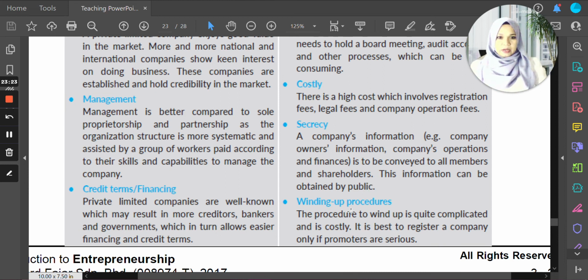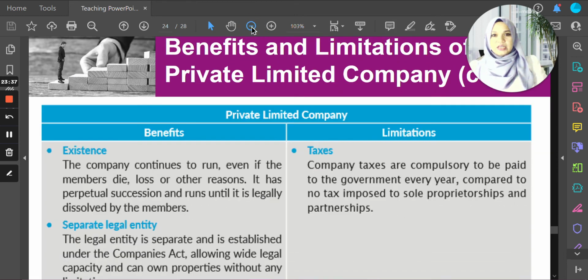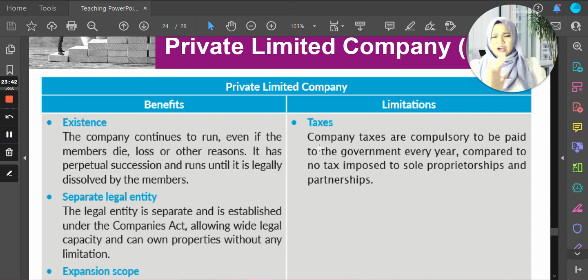And when you talk about winding up procedures, the procedure to wind up is quite complicated and also costly. It is best to register a company only if the promoters are serious. Meaning you are really, really serious about opening the company, then you do it. Or else it's a waste of time. If you do it halfway and then you do not know anymore, or you can't handle the paperwork and so on, then it is really a waste of time. Then you might as well open an LLP instead.